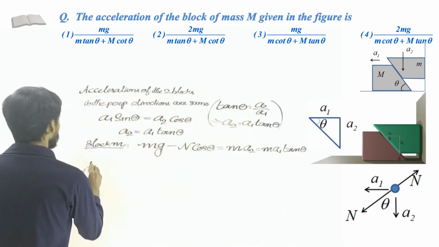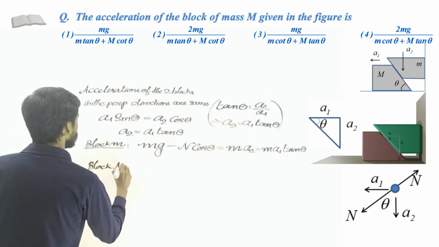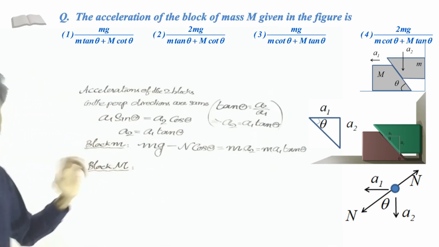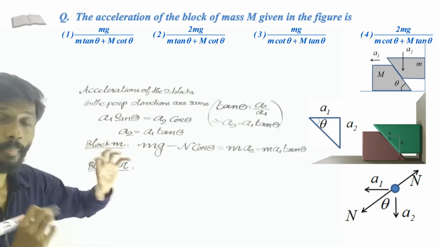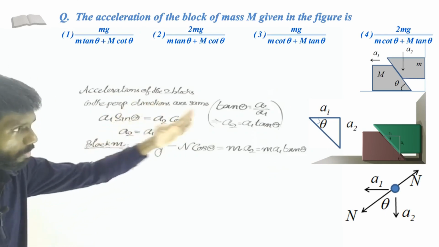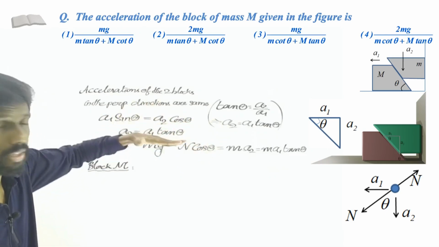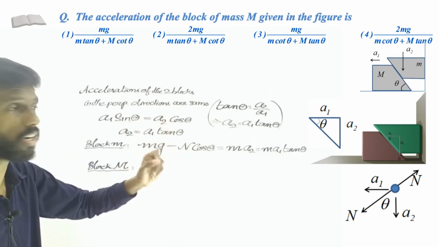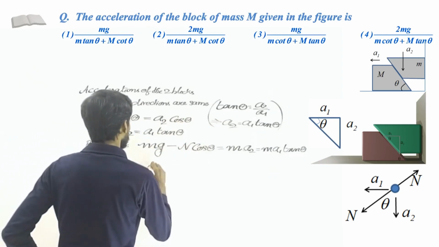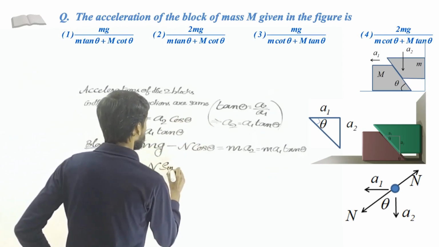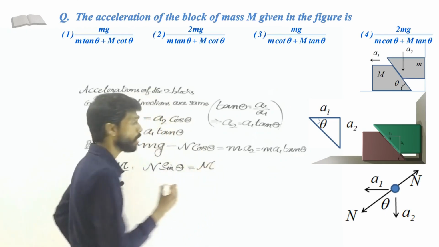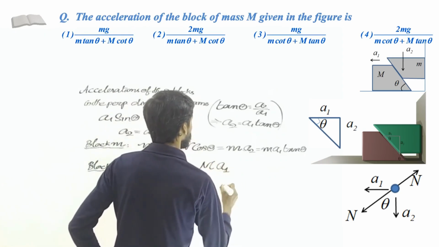Similarly, we can write the equation for the block capital M. What are the forces acting on the block? No gravitational force, because we are only writing the horizontal direction. The component of the normal force in the horizontal direction is the only force acting on this block. What is the angle made with the horizontal? With the vertical it makes angle theta, with the horizontal it makes angle 90 minus theta, which means sin theta. So N sin theta is the only force, and that must be equal to mass times the acceleration, which is taken as a1. This is the second equation.